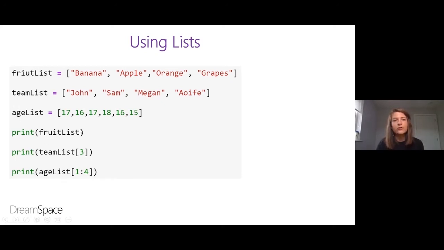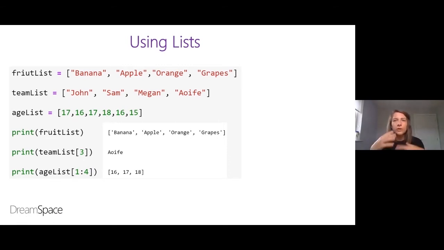So Damien, we're happy for print fruit list that all the elements will be printed. Should do. Yeah. So then for team list, and then we're looking at index 3. If we go up, we're going to have 0 for John, 1 for Sam, 2 for Megan, and 3 should be Aoife. Should be our output there. Yeah. And then we go to our age list, and remember it was 1 up and 2, but not including 4. So 0, 1, so 16 should be first, 17, and 18. And we're not including 4. So we just literally do those 3. Those 3. Yeah. So let's just check.